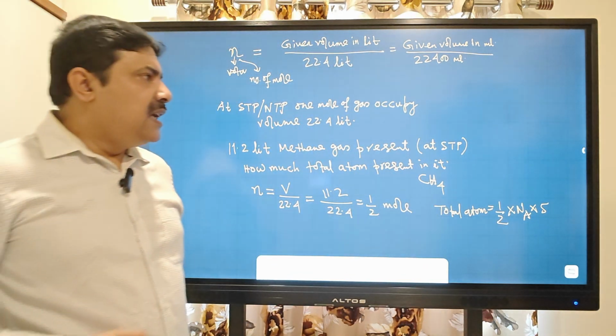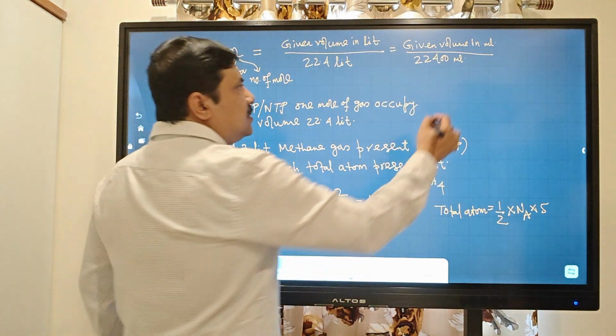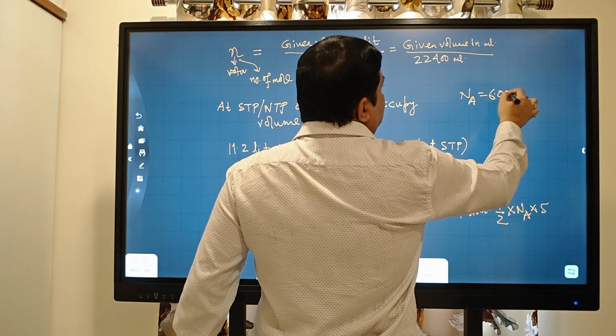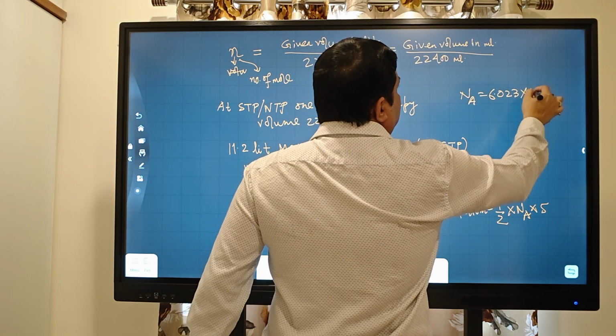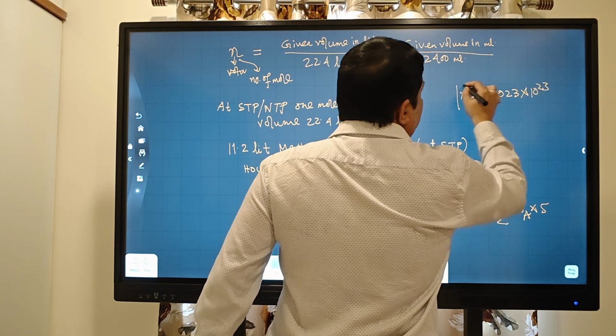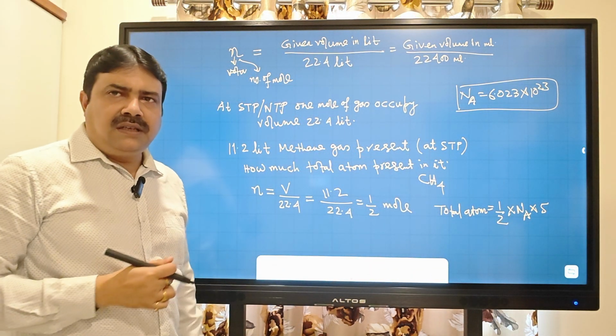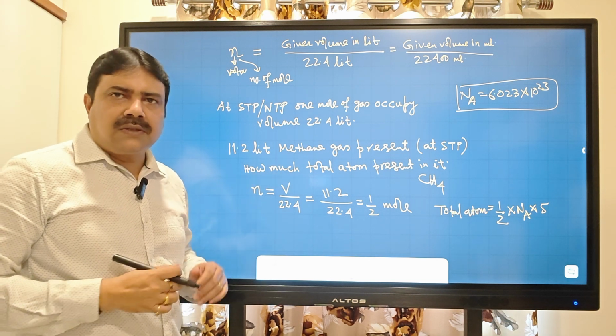Half into Na into 5. Na value you always know. I hope Avogadro number value is 6.023 into 10 power of 23. Yes or no? So total atoms we got very easily. That is all they asked over here.